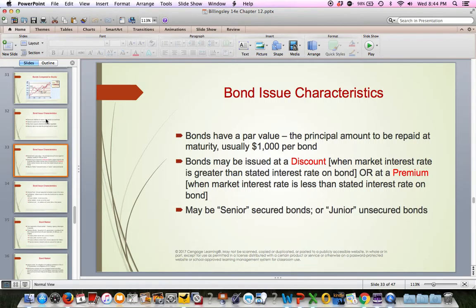So bonds have a par value. Typically, it's $1,000 per bond. Bonds may be issued at a discount or a premium. It all depends on what the stated rate of interest is versus what the market rate of interest is.